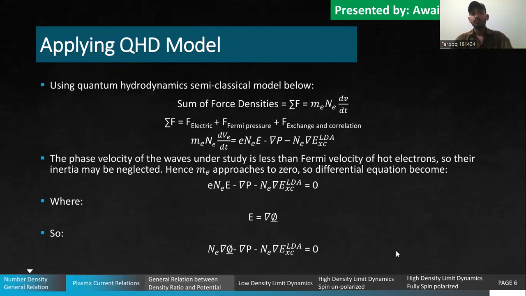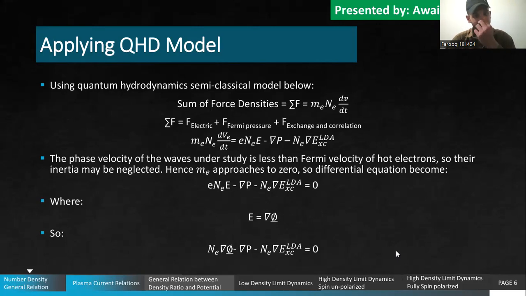So we have three forces: the electric force, the Fermi pressure perturbation, and the exchange and correlation perturbation. So we are adding them up. The formula for the Fermi pressure is del P, and the exchange correlation term is ne into del EXC LDA. And we also have the electric force, e ne E, where E is put as del phi.